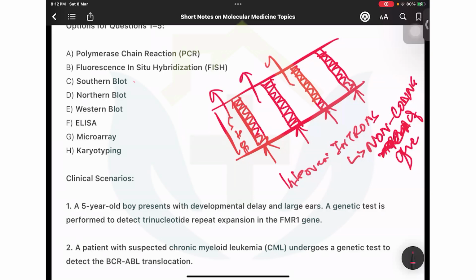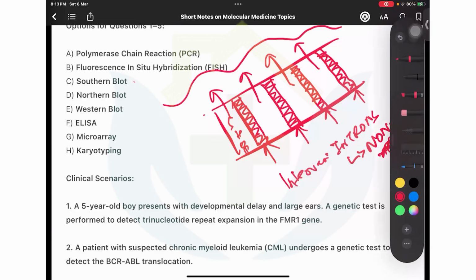Are you getting me? Yes, sir. But then there are these portions, the introns, which do not code, but they are structurally important to keep the gene in place. They are the non-coding regions. They are present when this gene makes an RNA. When the RNA is produced, they produce their own segment, but these are non-coding parts.